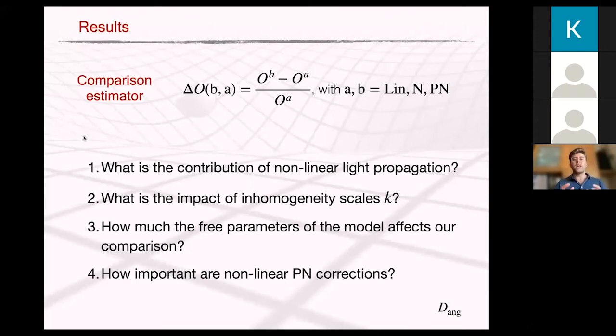So our results answer the following four questions. What is the contribution of nonlinear light propagation? What is the impact of inhomogeneity scale? How much does the free parameter of the model affect our comparison? And how important are nonlinear post-Newtonian corrections? In a certain sense, we already have an answer to the first question from other results in the literature. But with these other three questions, we dig more deeply into the sources of nonlinearities. And in this presentation, I will just show the results for the angular emitter distance only, for a matter of time.